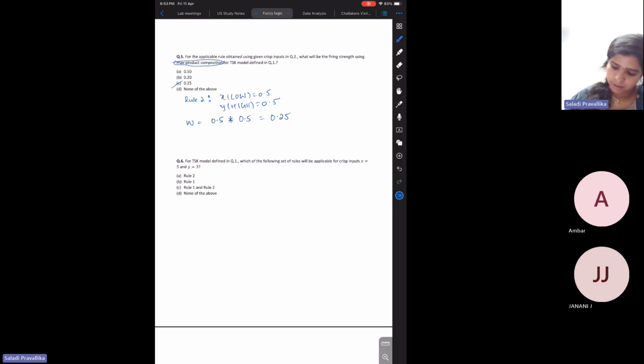I want all the values: x low, x high, y low, y high, and all of that for x equal to 5 and y equal to 3. I want all the values. Okay, I'll wait till 7. So others can also do it.